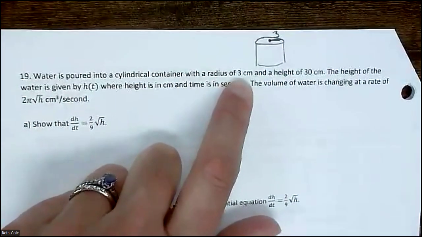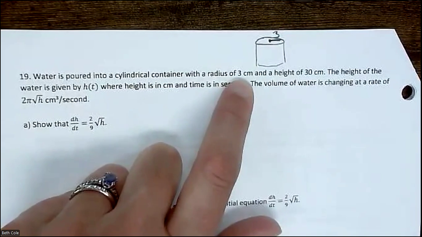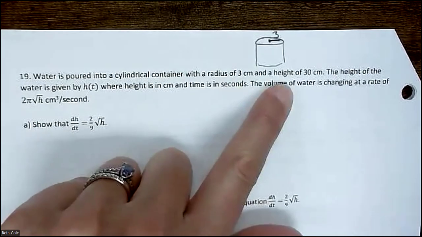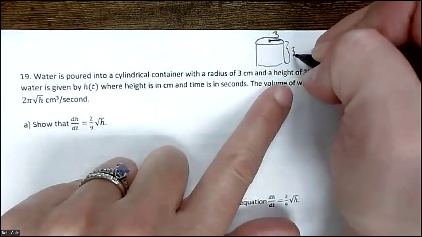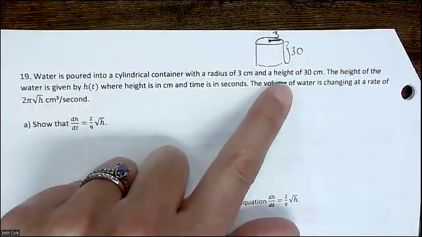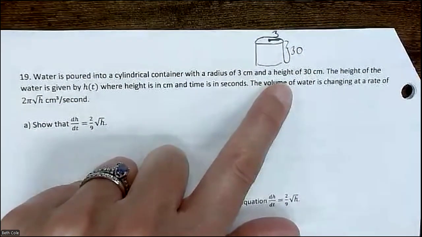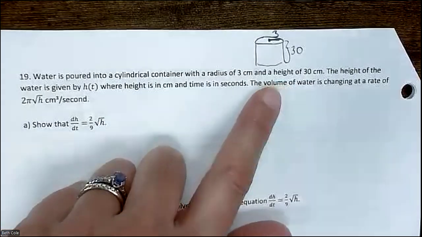It is not a magical growing can. That is 3 centimeters. The amount of water in it is going to change, but the can itself is not changing shape. That would be Twilight Zone. So that's 3, that's not going to change. And the height is 30. Again, not changing, constant. The amount of water is going to change, but not the actual can itself.